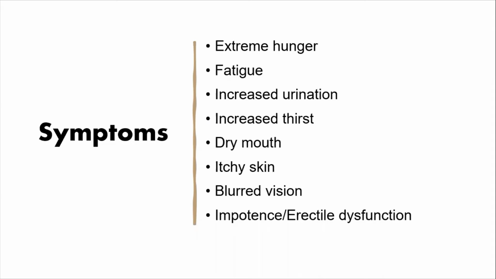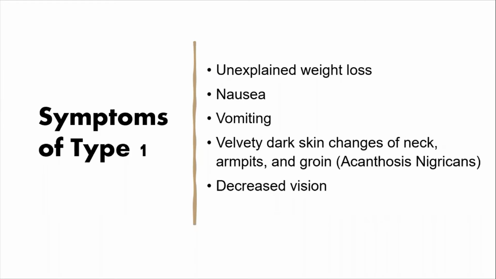Symptoms of diabetes include extreme hunger, fatigue, increased urination, increased thirst, dry mouth, itchy skin, blurred vision, and impotence or erectile dysfunction. Symptoms of type 1 diabetes could also include unexplained weight loss, nausea, vomiting, velvety dark skin changes of the neck, armpits, and groin called acanthosis nigricans, or decreased vision.